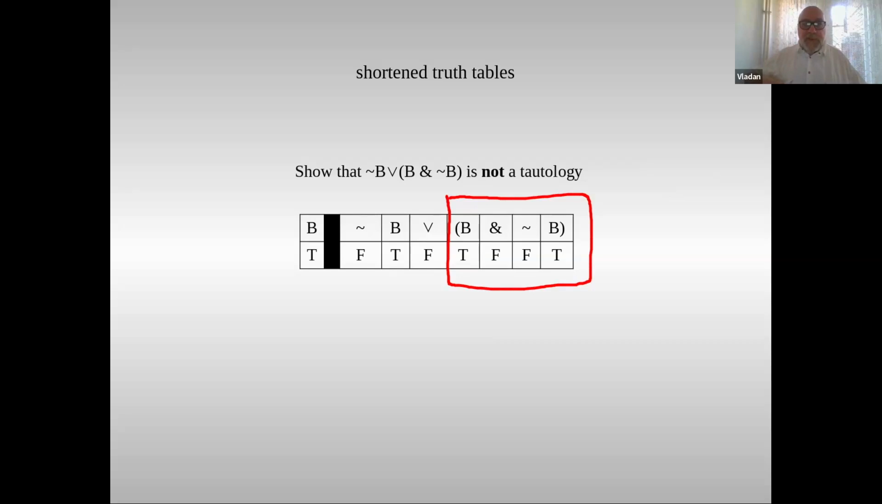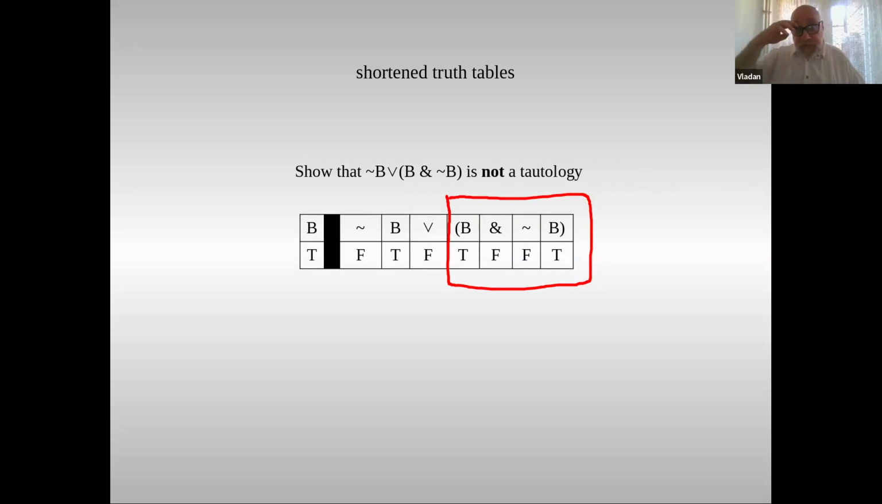It means that we managed to find one line, one truth value assignment, where the formula is false. And this is conclusive. We can answer the question now. The formula is not a tautology. To be a tautology, it has to be true for each truth value assignment. Well, it is not true for this one, so it is not a tautology.